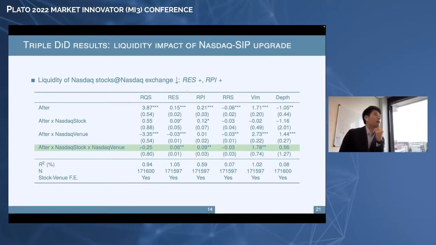So you actually see that the effective spread increases and also the price impact. So it seems the liquidity of Nasdaq stocks, I think here I should be more precise, it's really Nasdaq stock versus NYSE, right? So the diff-in-diff is more pronounced on Nasdaq exchanges, due to the example I shared before, that the latency is reduced the most for a trader trading Nasdaq stocks on a Nasdaq exchange.